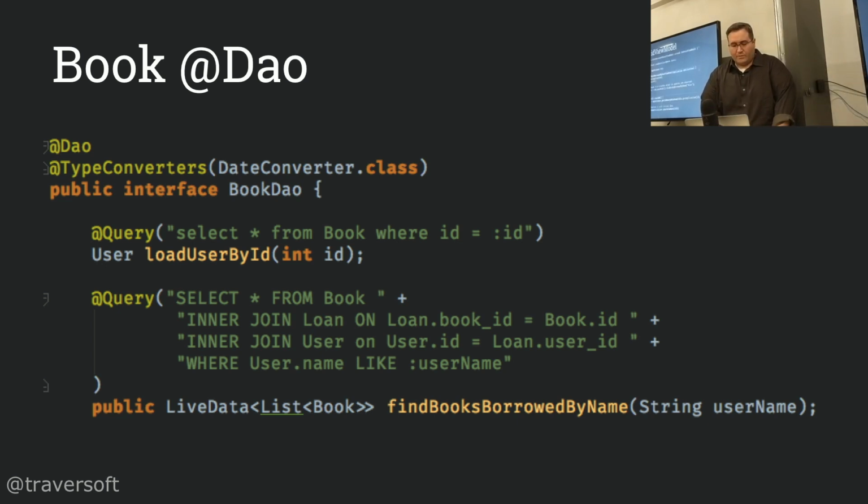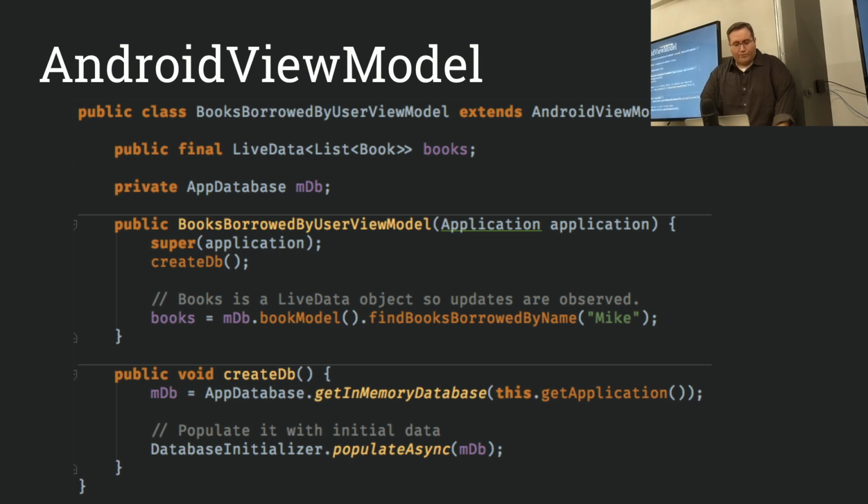And let's take a look here. So here's our Android view model class. We have this books borrowed by user view model, which extends the Android view model. And here we have our live data for books, which is live data of a list of books called books, and our app database. Here in our constructor, we have our initialization. We call create database, which is just going to get that create in-memory database and populate it. And it's calling this populate async, and I'll show you that in a bit.